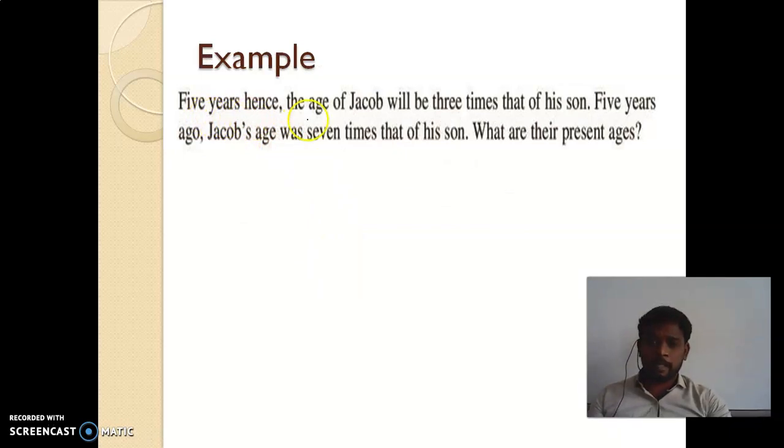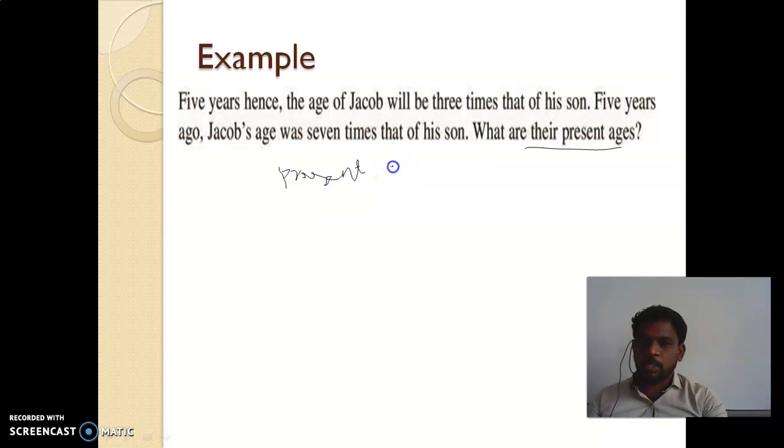5 years hence, the age of Jacob will be 3 times that of his son. 5 years ago, Jacob's age was 7 times that of his son. That is the second information. So what are their present ages? In all age problems, we take the present age first, whether it is asked or not, we write the present age first. So what are the two persons here? Jacob and his son.